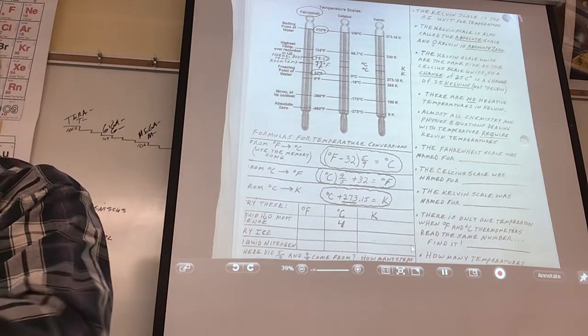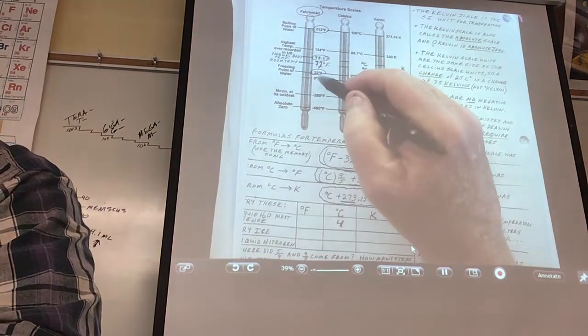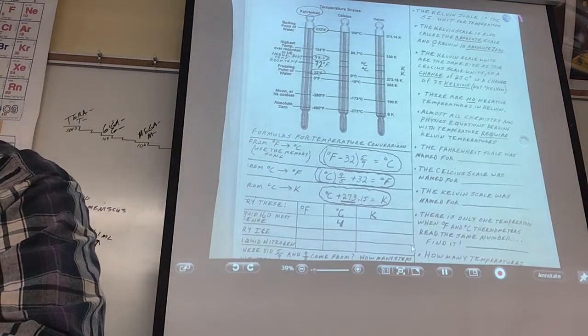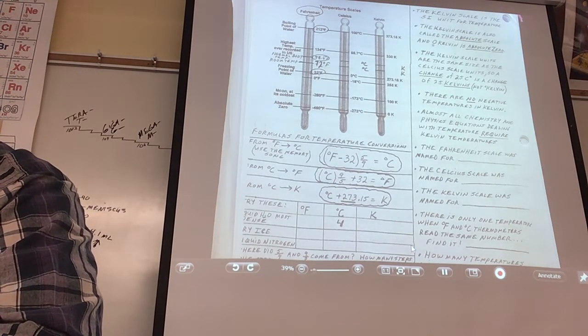All right, I'm going to stop. All right, here we go. Now, you say you know the Fahrenheit scale, and now let's go to Celsius. How much do you know about the Celsius scale? A lot. Okay, how much do you know?